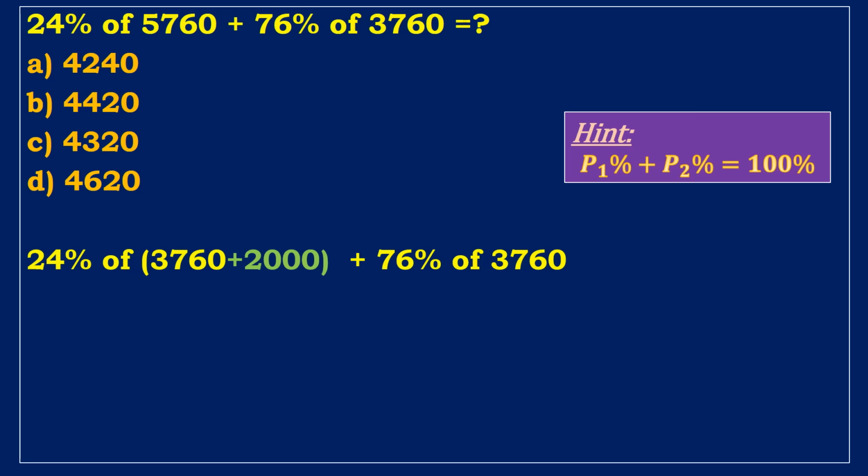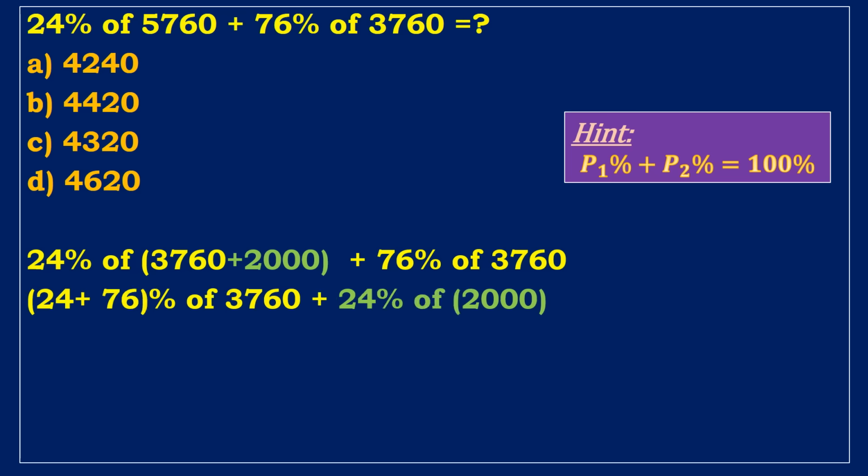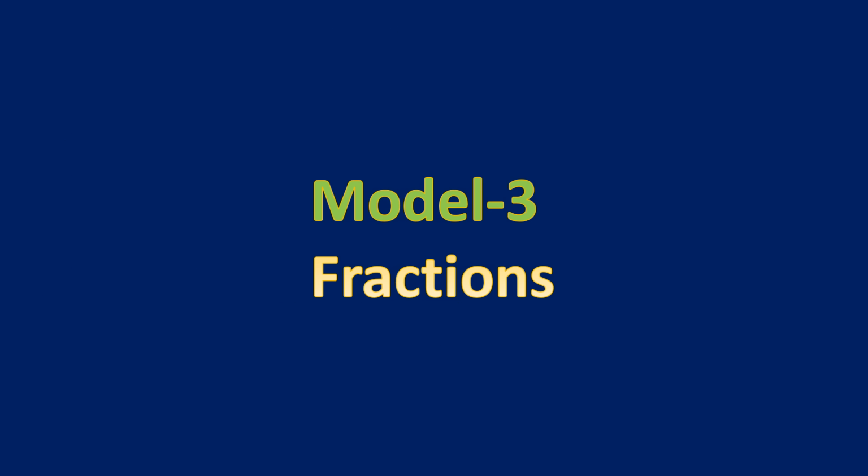So, the sum of 24% and 76% of 3,760 is 3,760. The remaining part of the calculation, 24% of 2,000, is 480. The final result is 3,760 plus 480, which is 4,240. The third model of simplification is fractions.